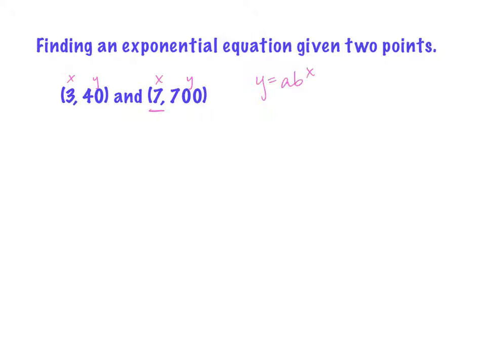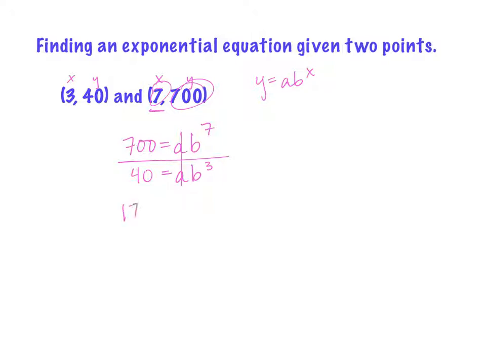So you want to take the bigger x and plug those x and y values into that y equals ab to the x. So in this case, we'd have 700 equals a we don't know, b we don't know, and x is 7. So we literally just took our 7 and our 700 and put them in for x and y. We're going to divide that entire equation by 40 equals ab to the third. Our a's can divide out. We'll come back to that later.